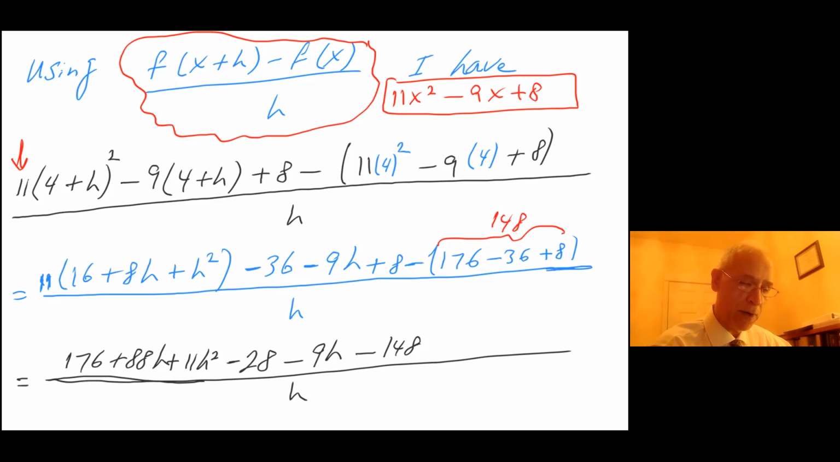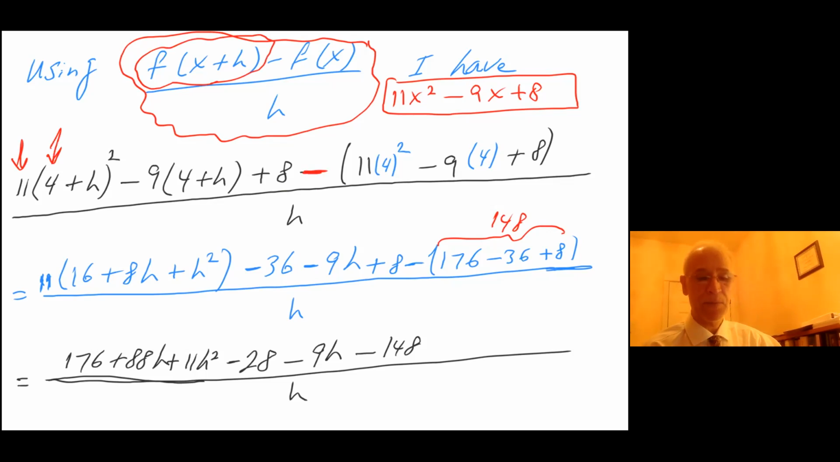So that's this part, f of x plus h. Now minus f of x. In this case, I'm going to go ahead and replace the x with 4, because the 4 must have been my x. Okay, so 11 times 4 to the second power minus 9 times 4 plus 8. From this point on, I'm going to have to just simplify.